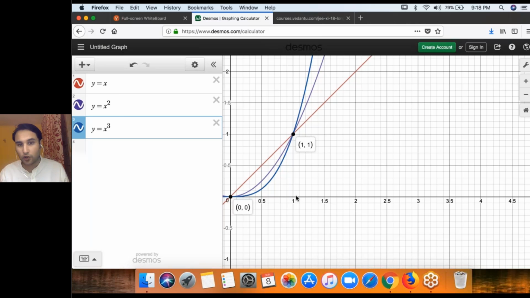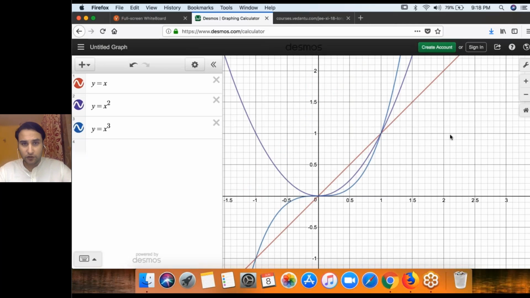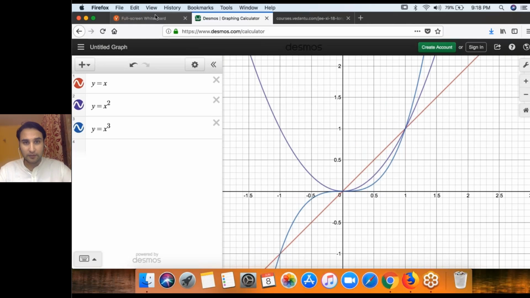But when you go to the right of 1, x greater than 1, then higher the power, higher the graph. X cube, x square, x. But between 0 and 1, it is opposite: x, x square, x cube. Very important, guys. Okay? It's very important. So let me summarize it for you.